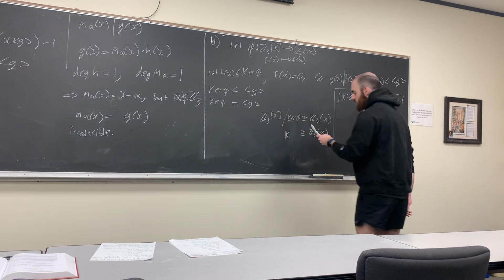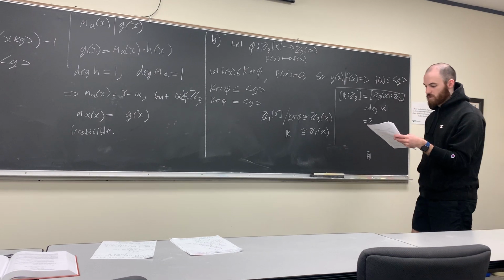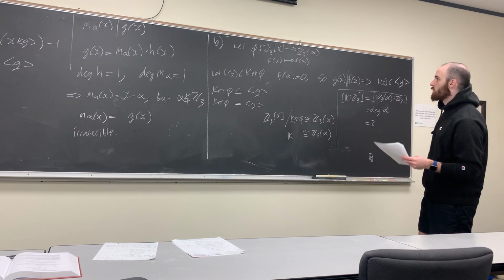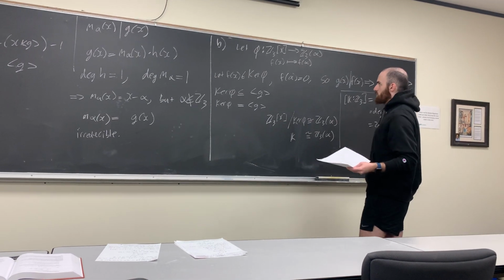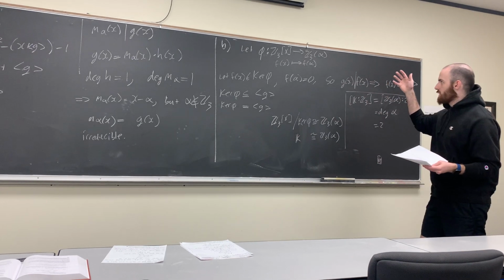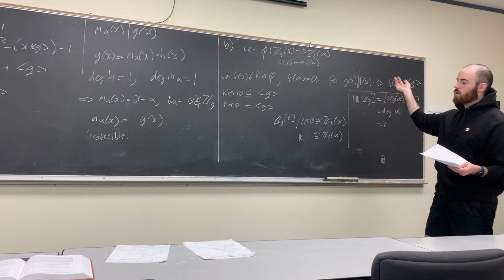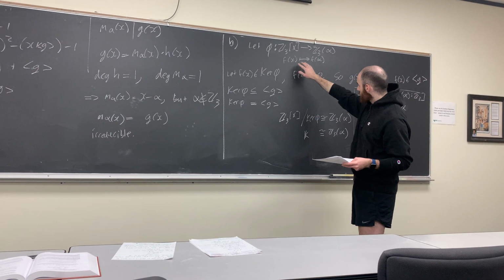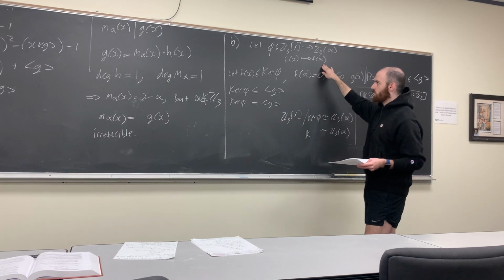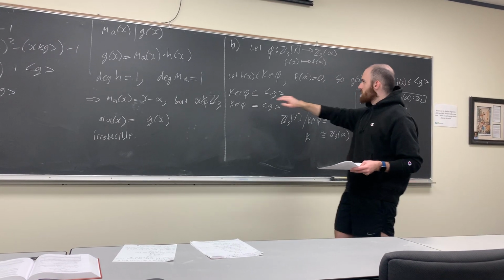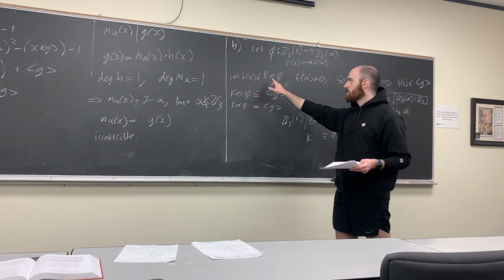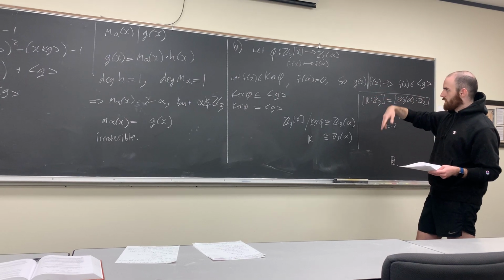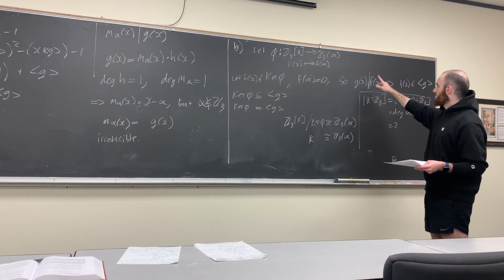Okay, part B is showing that K is isomorphic or is equal to Z3 adjoin alpha. So we're just going to let phi be our evaluation map, where we just evaluate the polynomial at alpha, and then we're going to take f to be in the kernel of phi. So when we do that, f of alpha is 0, obviously. We know then that alpha is a root of f because f is in the kernel.